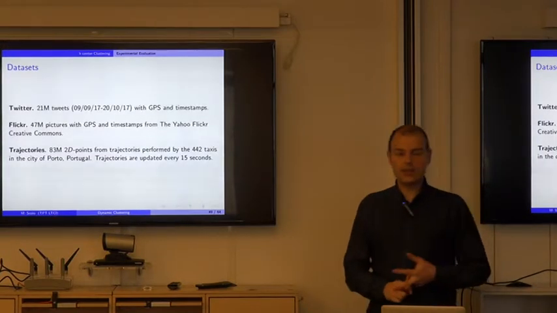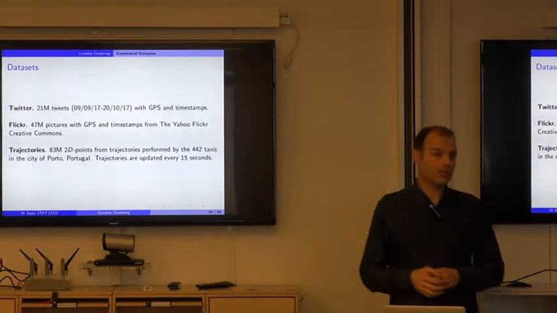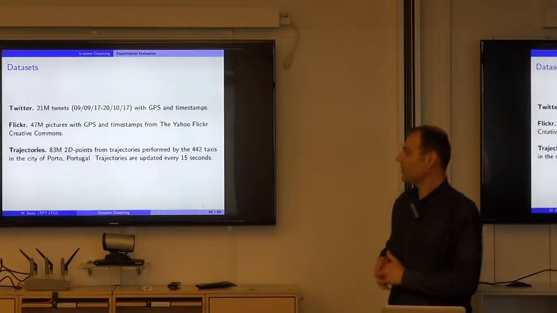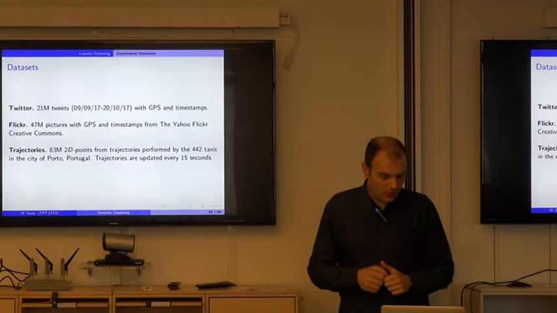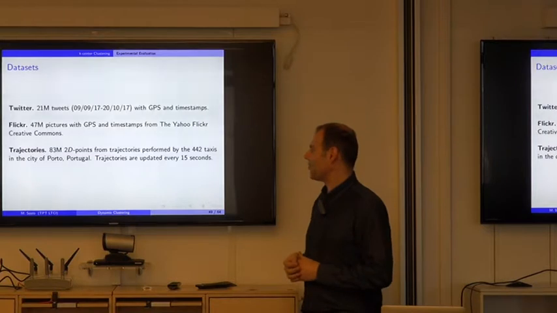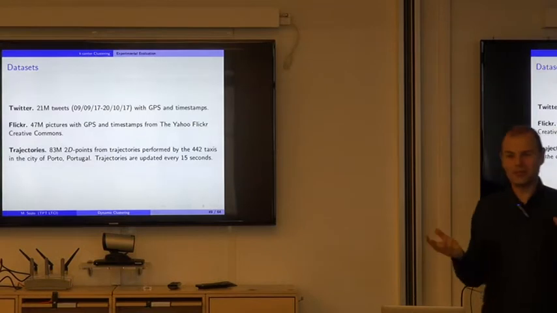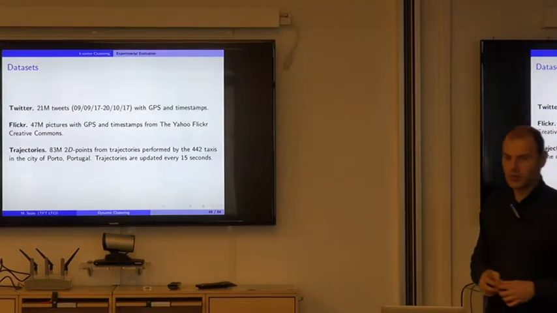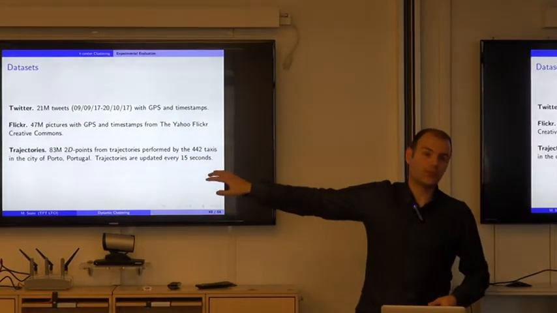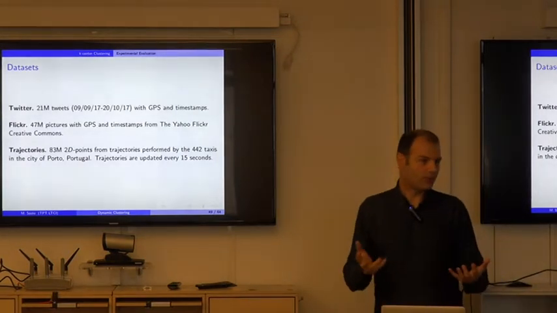So we consider 3 different data sets. Twitter, 20 million tweets with GPS and timestamps. Flickr, 47 million pictures with GPS and timestamps from the Yahoo Flickr Creative Commons. And we have 83 million trajectories from 500 taxis in the city of Portugal. For some reason, this data is available, and for us this is very good because it is an interesting data set. Trajectories are updated every 15 seconds, so a naive algorithm would have to recompute everything from scratch every 15 seconds, which is not ideal.